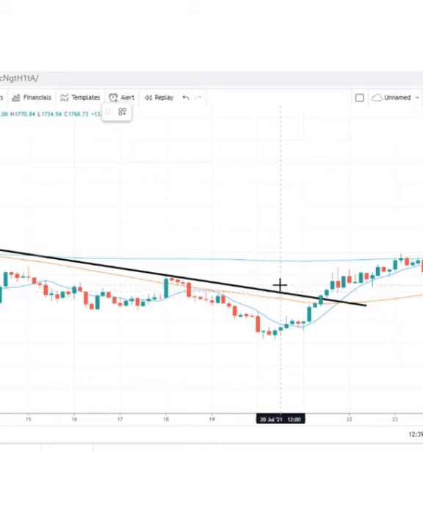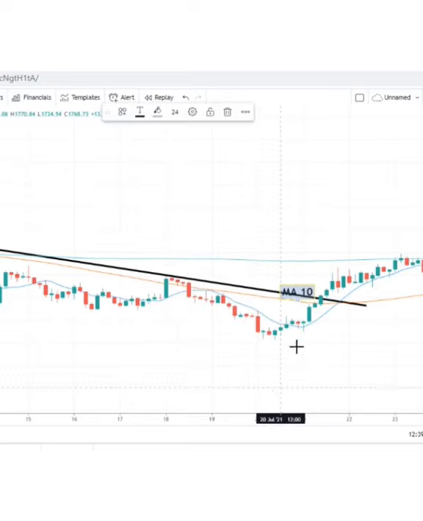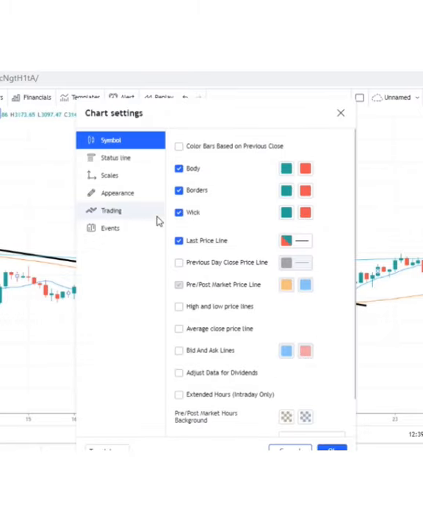Always take note, this is our moving average 10. I just call it MA, moving average 10, and moving average 50. This is moving average 50 below, so you can decide and also dot it down. So this is moving average 50 below.